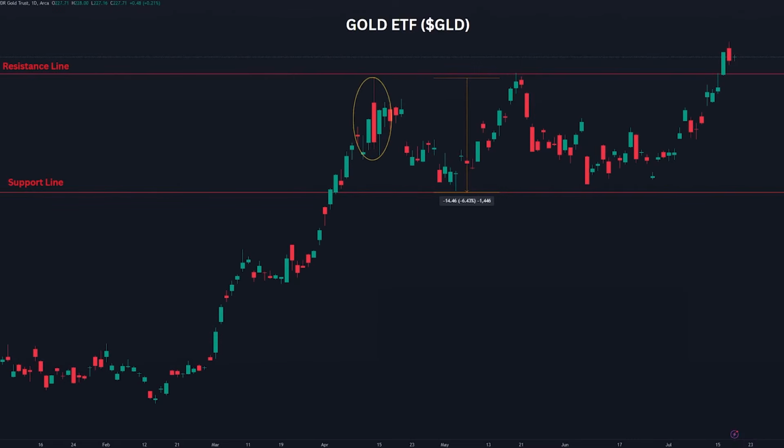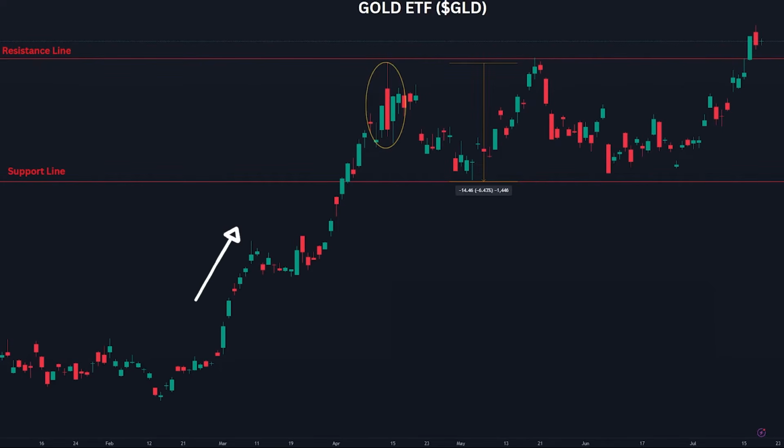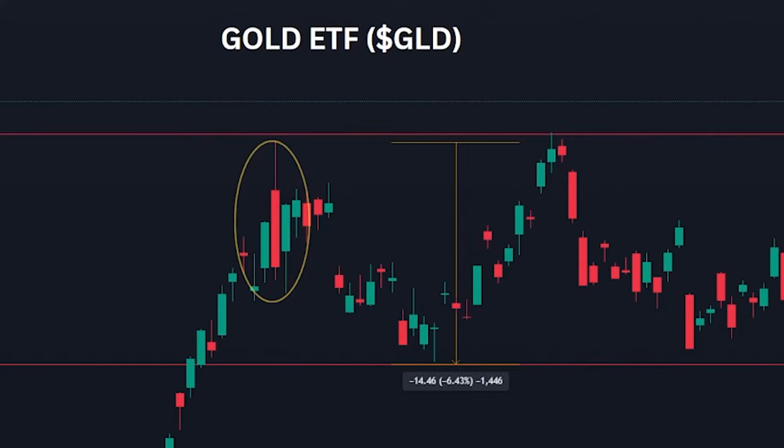We will review the ETF of gold, GLD, as an example. Gold prices were skyrocketing in late February and early March of this year. Notice that at the end of this uptrend, the formation of the dark cloud cover pattern caused a correctional sell-off that caused gold to lose over 6% of its value.